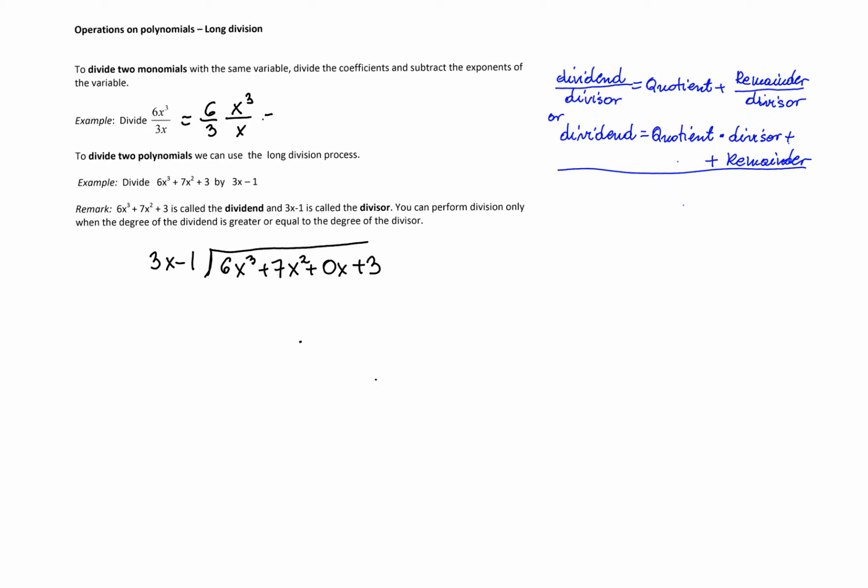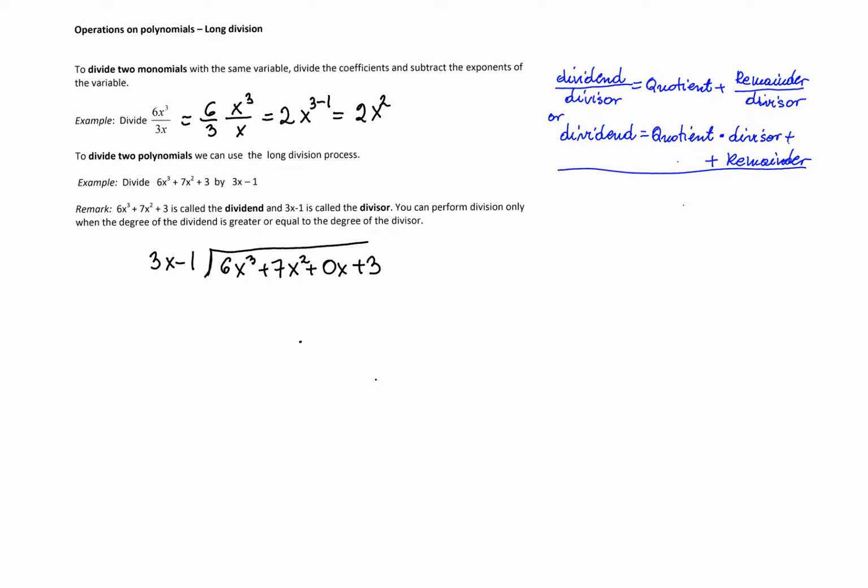6 over 3 is equal to 2, so the result of that division is 2. Now x cubed over x is the division of exponents. To divide two exponents with the same base we subtract powers, and the result is 2x squared.